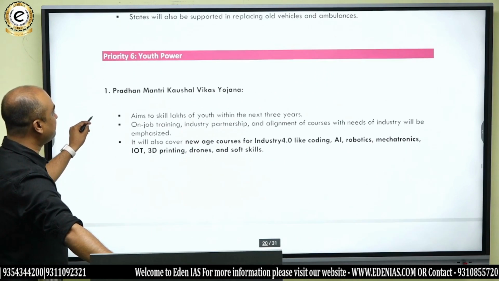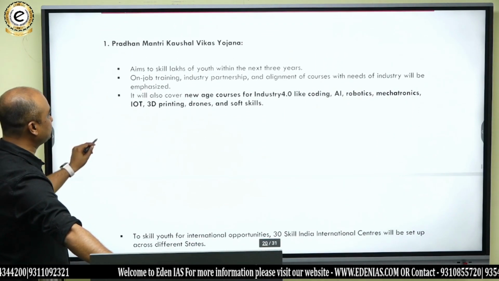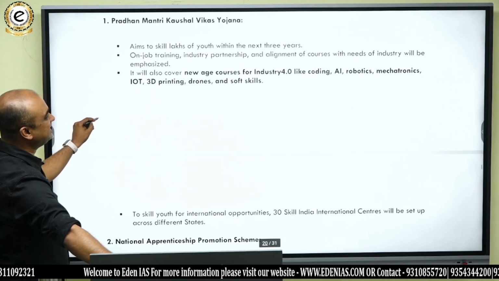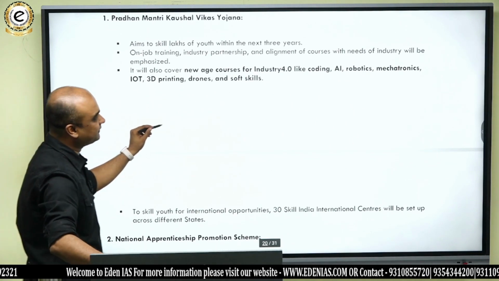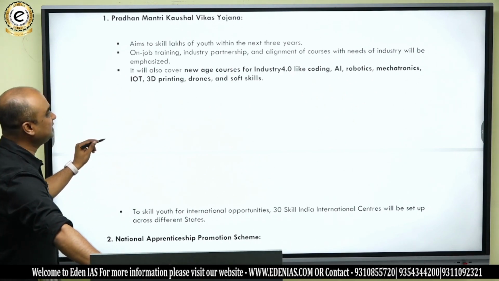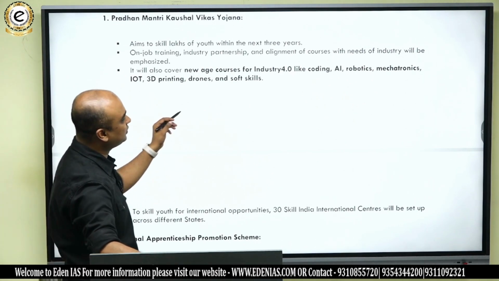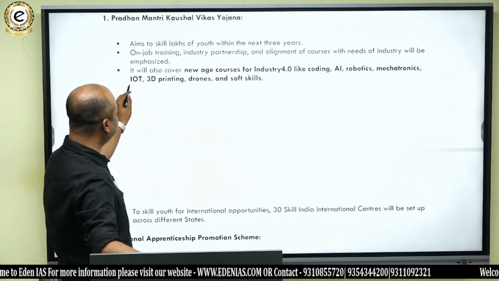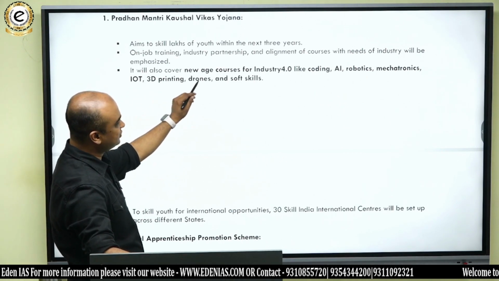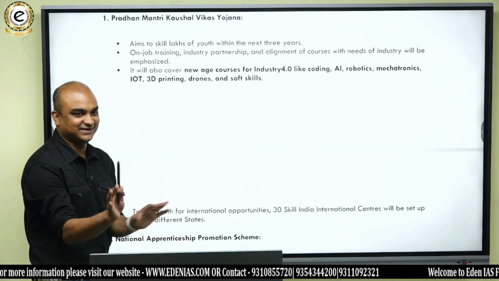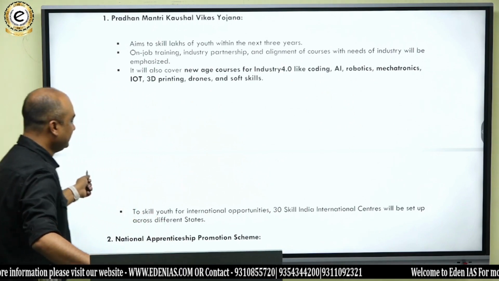6th priority, youth power. Pradhan Mantri Kaushal Vikas Yojana aims to skill lakhs of youth within next 3 years. On job training, industry partnership and alignment of courses with the needs of industry will be emphasized. It will also cover new age courses for industry 4.0 like coding, AI, robotics, mechatronics, IoT, 3D printing, drone and soft skill. What is this mechatronics? Mechanical electronics. ऐसा ये समझ लो, ठीक है.